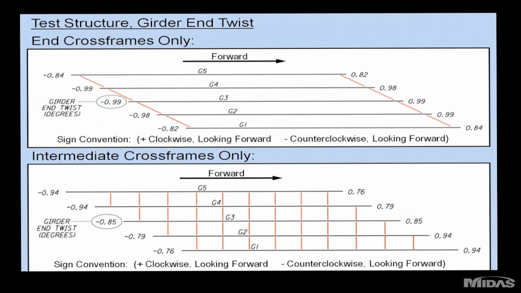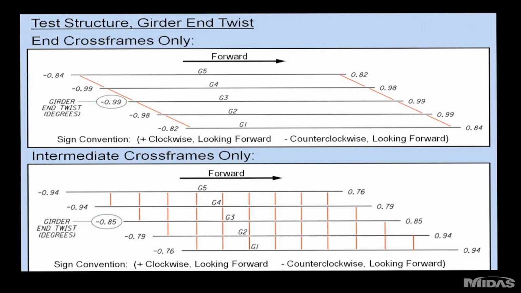Here's a comparison of the girder twist calculated for the end cross frames only versus the twist calculated for the intermediate cross frames only. And you can see that the magnitude of the twist is about the same for both, with the end cross frames a bit more uniform across the width of the bridge compared to the intermediate.